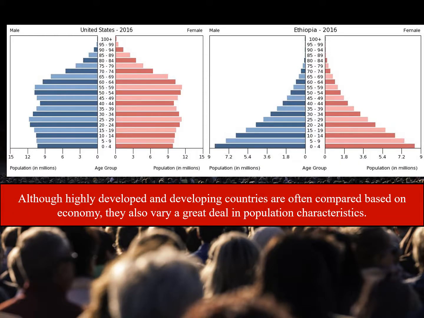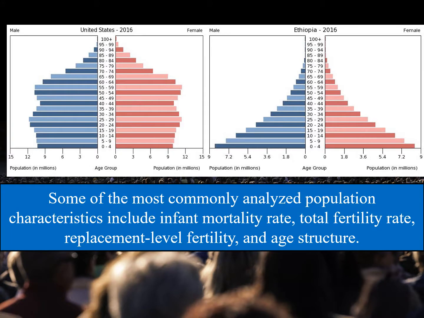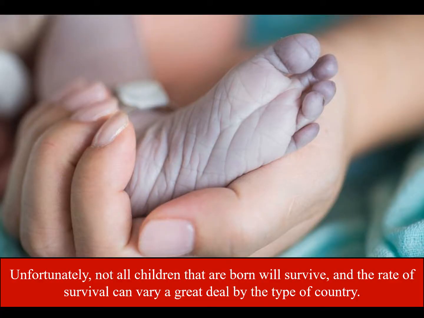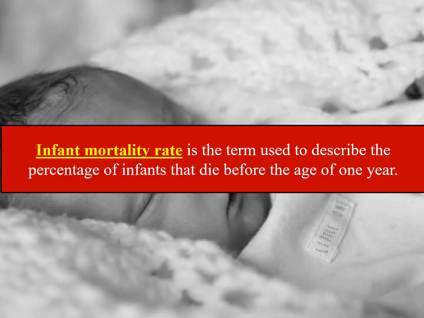Although highly developed and developing countries are often compared based on economy, they also vary a great deal in population characteristics. Some of the most commonly analyzed population characteristics include infant mortality rate, total fertility rate, replacement level fertility, and age structure. Unfortunately, not all children that are born will survive, and the rate of survival can vary a great deal by the type of country. Infant mortality rate is the term used to describe the percentage of infants that die before the age of 1 year.